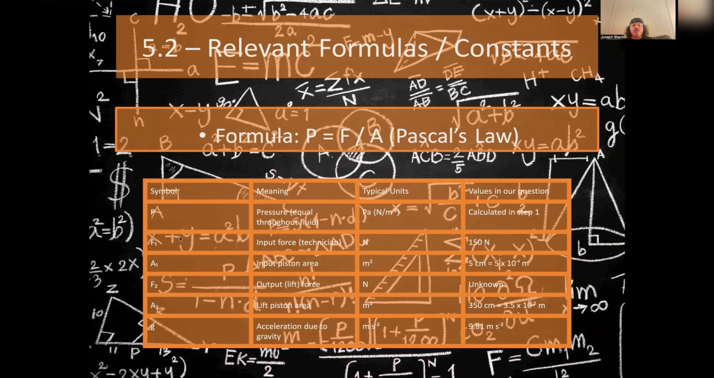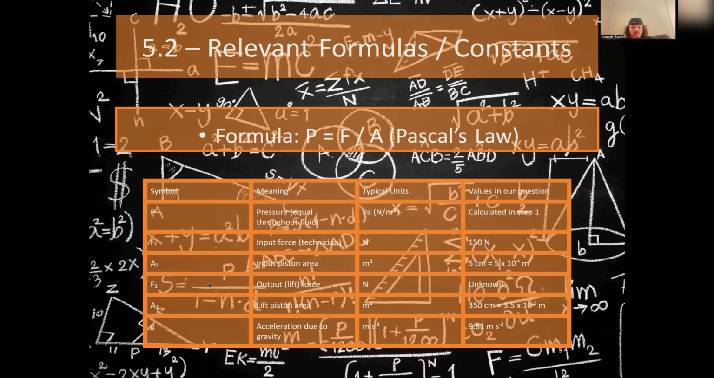F1 is going to be the input force on the hand pump. That's going to be shown in newtons, and we discussed that force in the previous slide was 150 newtons. Then we get to A1, which is the input piston area of the hand pump. That is going to be shown in meters squared, and A1 is 5 centimeters squared, which is equal to 5 times 10 raised to the negative fourth power meters squared.